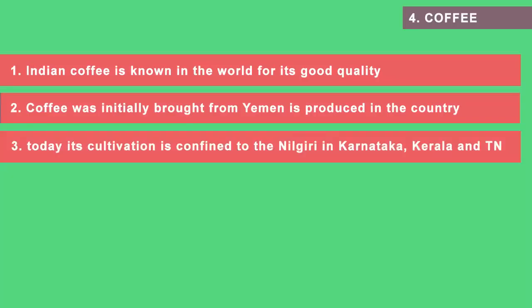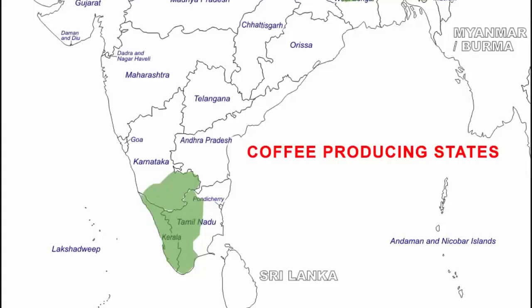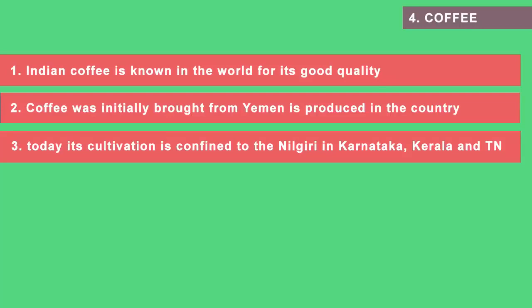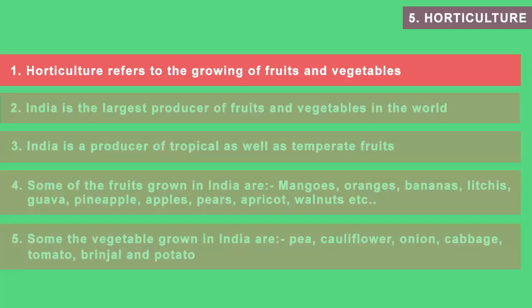Now coffee is grown only in the southern region of India. And it is only confined, let me just repeat that word, confined to the area of Nilgiris in Karnataka, Kerala and Tamil Nadu. So you will just find coffee plants here and no other place in India. And the next crop is horticulture. When it comes to horticulture, just remember fruits and vegetables. So all the colorful, different shaped, solid products that we consume, these are called horticulture.